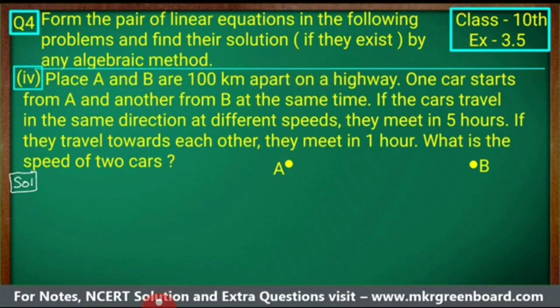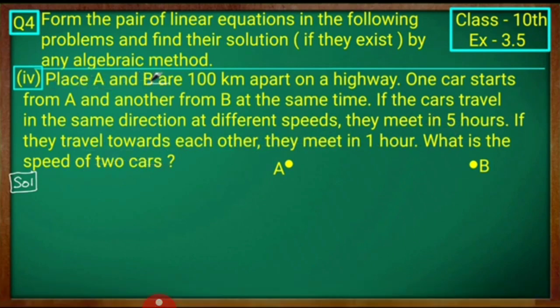Places A and B are 100 km apart on a highway. One car starts from A and another car from B at the same time. If the cars travel in the same direction at different speeds, they meet in 5 hours. If they travel towards each other, they meet in 1 hour. What is the speed of the two cars?